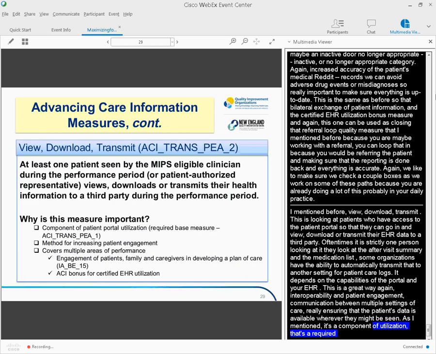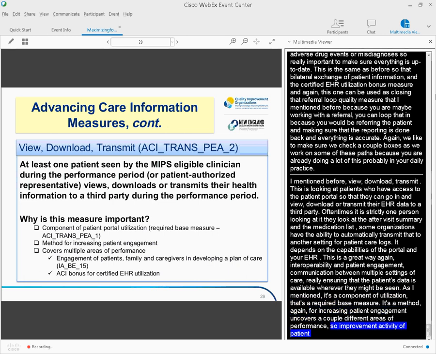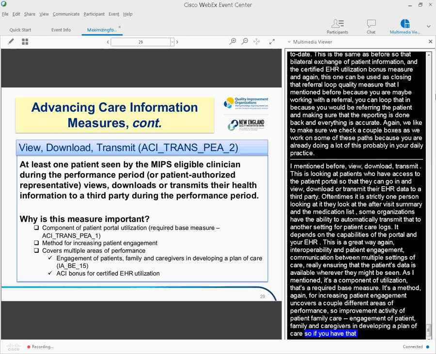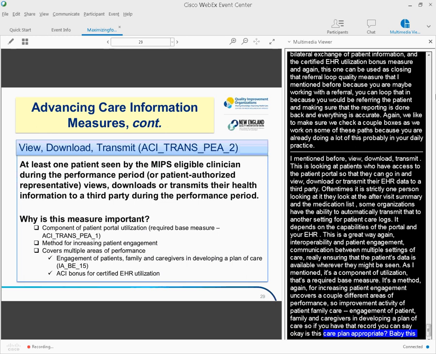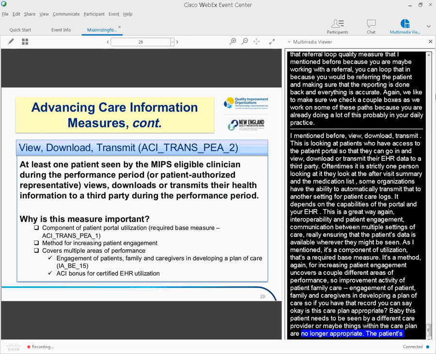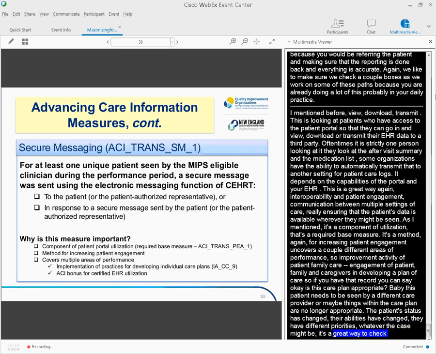So if you view, download, and transmit that record, you can say, okay, is this care plan appropriate? Maybe the patient needs to be seen by a different care provider. Maybe things within the care plan are no longer appropriate. The patient's status has changed. Their abilities have changed. They have different priorities. Whatever the case might be, it's a great way to check and sort of say, yep, we're on track, or maybe no, we need to reevaluate things. And again, it's a bonus measure for EHR utilization in the improvement activity category.